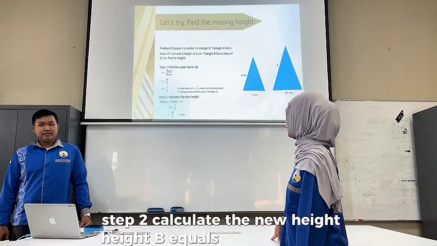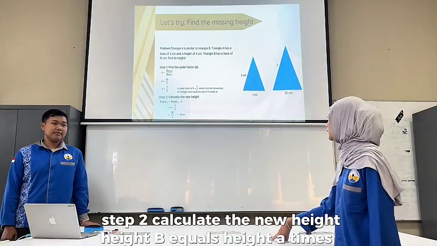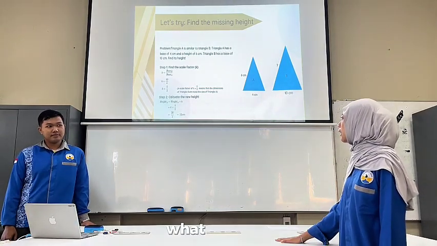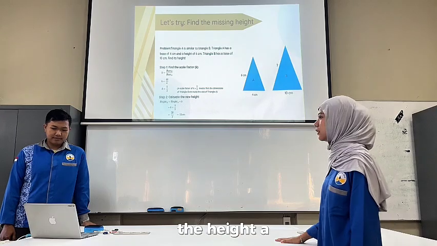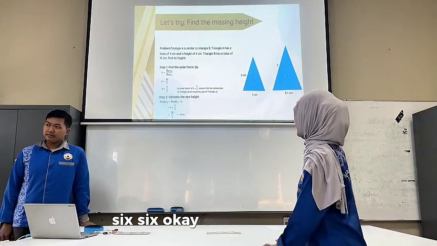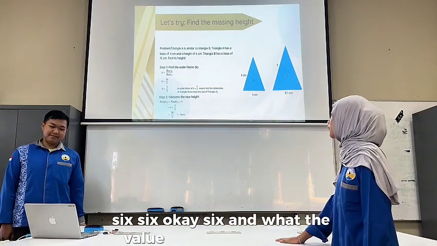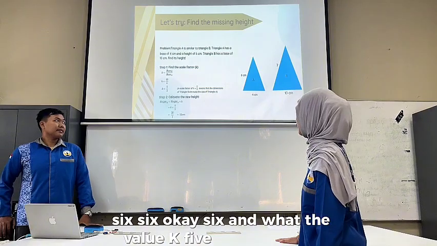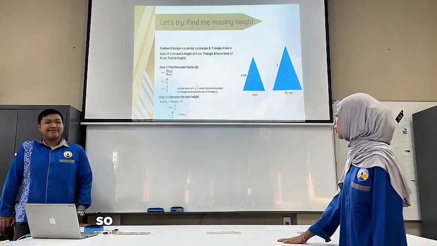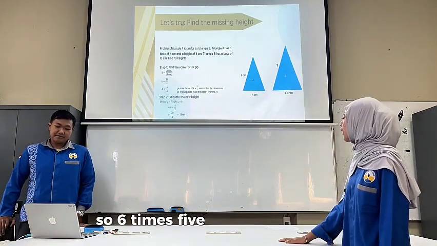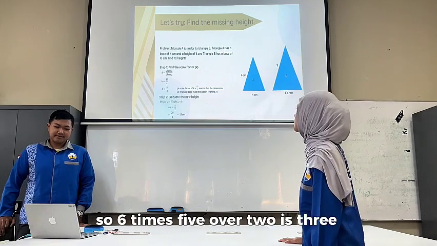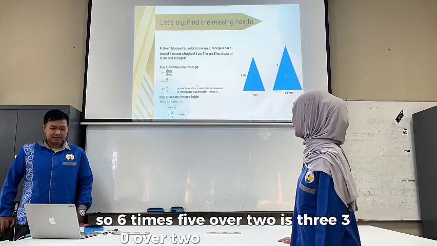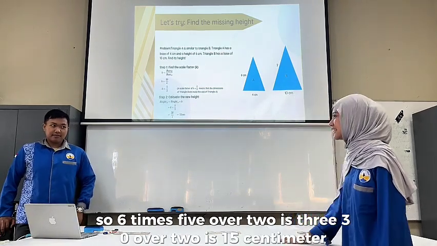Step 2, calculate the new height. Height B equals height A times k. How long is height A? 6. Okay, 6. And what is the value of k? 5 over 2. Okay, so 6 times 5 over 2 is 30 over 2, which is 15 centimeters.